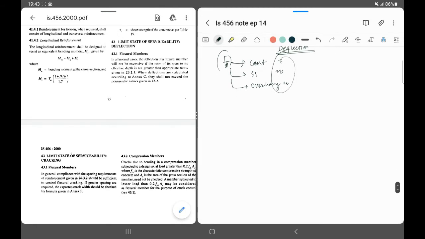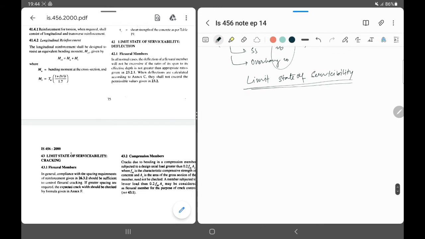Now we talk about the last things, that is the limit state of serviceability. If greater than the ratio L by D, then you have to redesign. As simple as that. But it never comes. Yes, it can come in real cinema, but in exams it cannot come.